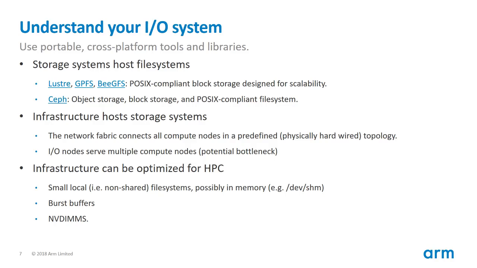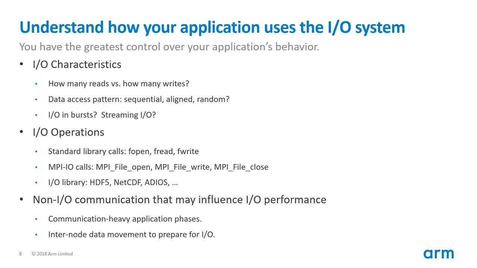And while it's important to understand what's available in your I/O system, there's not too much you can do about it, right? At the application level is where you have the most control. So ask yourself, what are the I/O characteristics of the application? Is I/O dominated by read or by write? Is the data accessed sequentially, randomly? Does the application do I/O in bursts, or does it stream data through the disk to the CPU and back again? And how exactly are you performing those I/O operations?